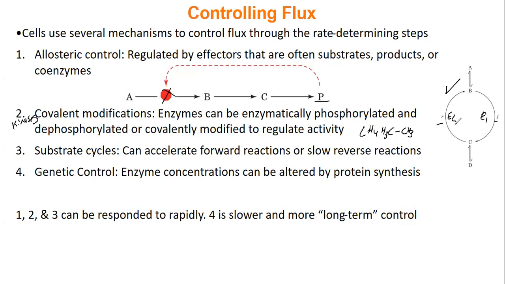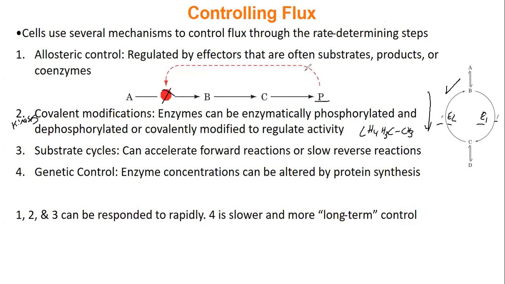So do you want flux to go to D? Do you want it to go down the pathway? Speed up enzyme 1, slow down enzyme 2. Do you want to go the reverse way? Well, just do the reverse. Speed up enzyme 2, slow down enzyme 1. Again, we'll see this in effect when it comes to glycolysis.